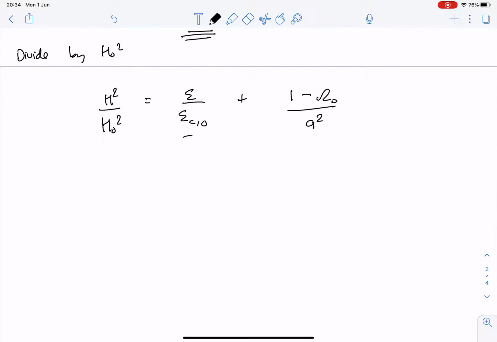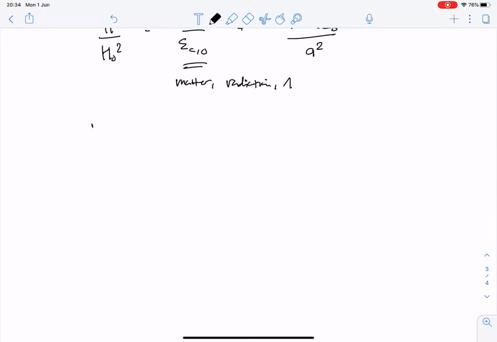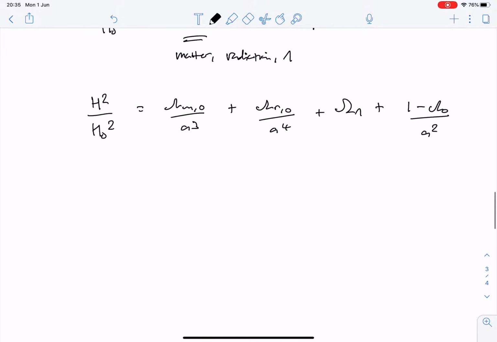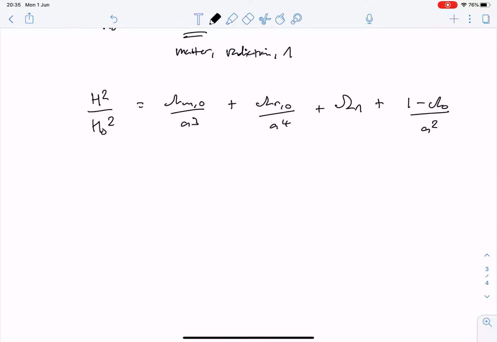And then if I split this up into matter, radiation, lambda, for example, I get that h squared over h naught squared is omega m naught over a cubed plus omega r naught over a to the 4 plus omega lambda plus 1 minus omega naught over a squared. And you'll see that also in some earlier PDF notes, I think from lecture 3. And this actually is an interesting way to solve the Friedmann equation in multiple different components.